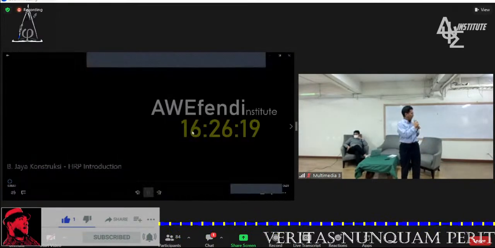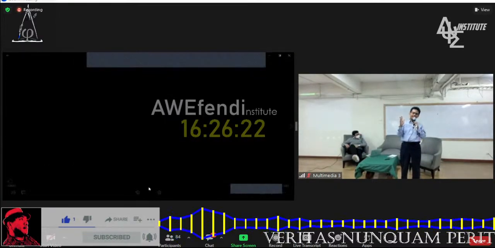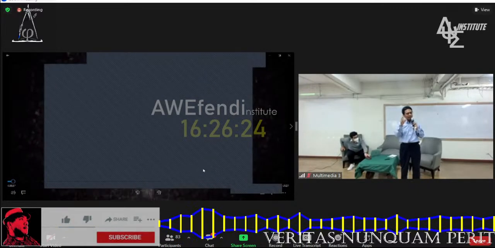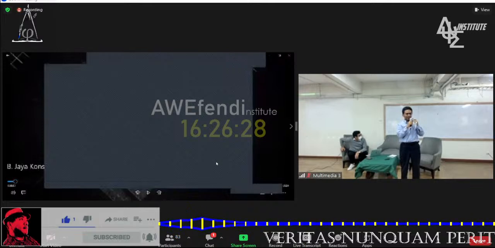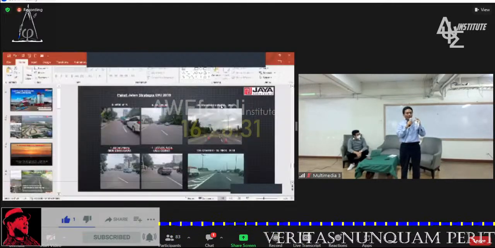Tadi pertanyaannya, kenapa recycling tidak berkembang? Nanti akan ada banyak materi yang bisa kita lihat. Kenapa recycling ini bisa tidak berkembang dengan baik?